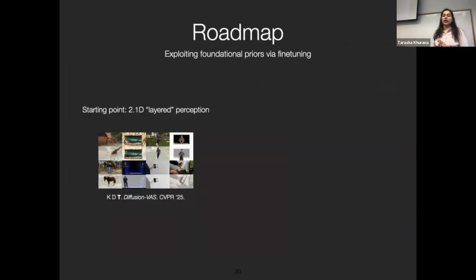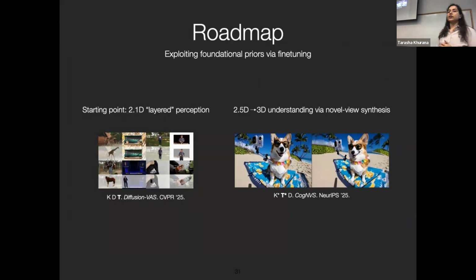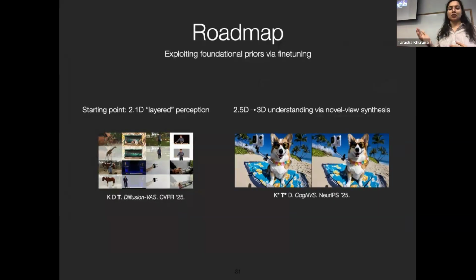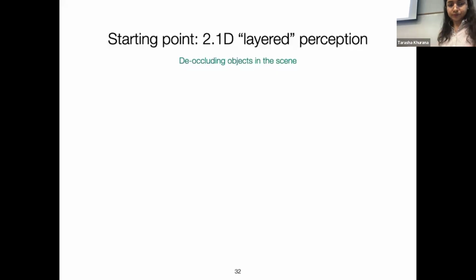So to start with, I will first discuss a simpler version of the perception problem, which I'm calling 2.1D layered perception, where we essentially try to estimate the extent of an object during its occlusion. And then I will move on to discussing more recent work on understanding the 3D structure of a scene through the task of novel view synthesis. So let's dive into the first part.